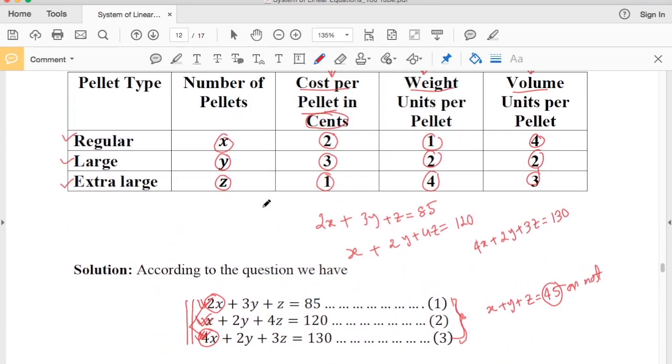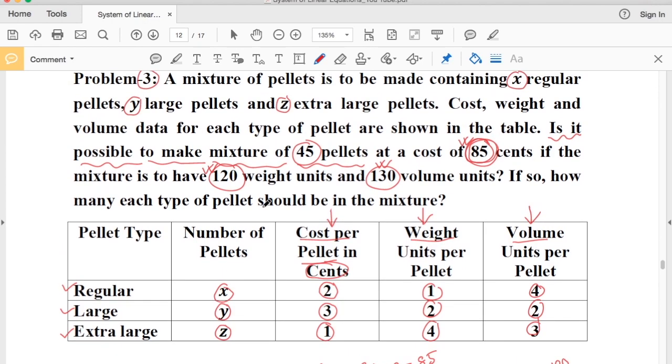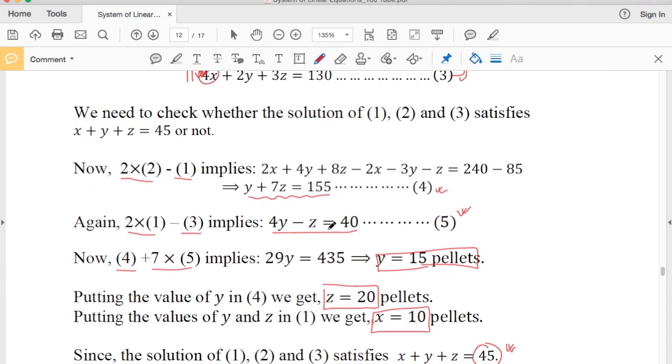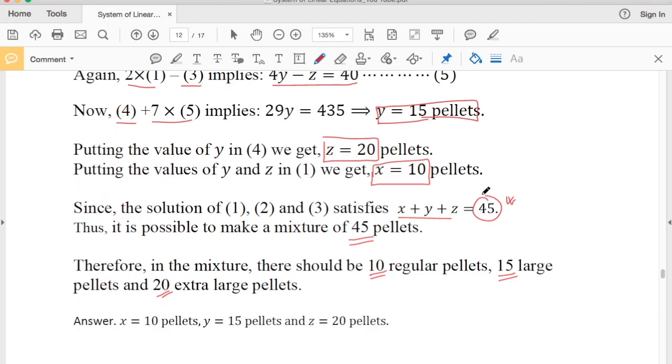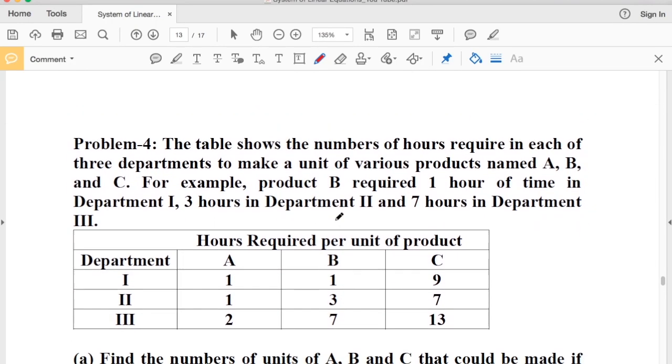However, let's say everything in the question is the same, but here I put 46, which indicates that the addition is not 46. Thus what will be our decision? The mixture of 46 pellets is not possible.